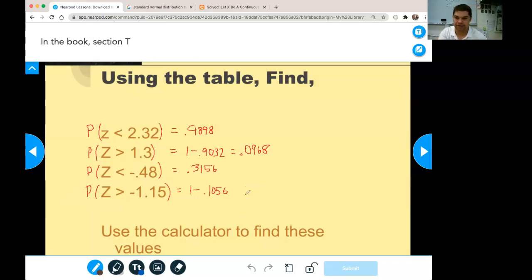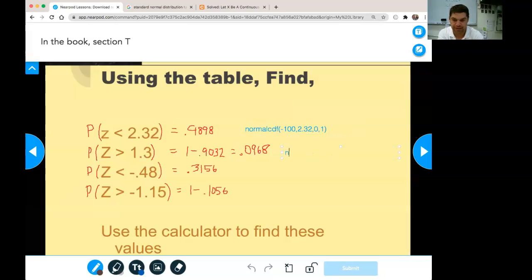Use the calculators to find these values. Okay, so in the calculator, there's two methods. That's if you're given a mean or standard deviation. For this one, we're only given z-score. So I want less than negative 2.32. And the mean is 0, standard deviation is 1 because we're talking z-score.